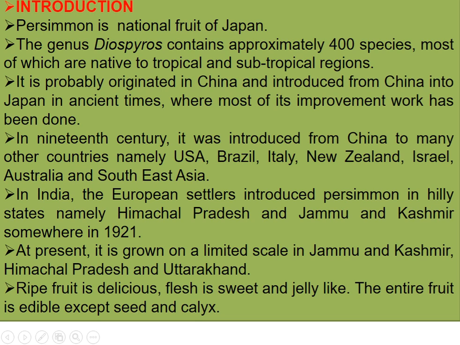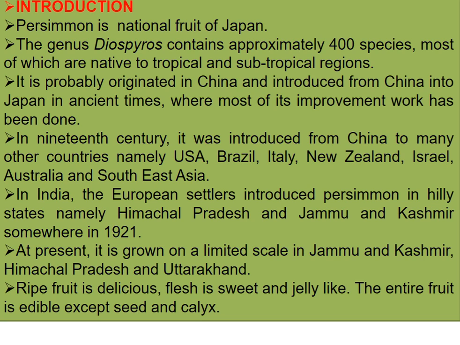Introduction. Persimmon is the national fruit of Japan. The genus Diospyros contains approximately 400 species, most of which are native to tropical and subtropical regions. It probably originated in China and was introduced from China into Japan in ancient times, where most of its improvement work has been done.